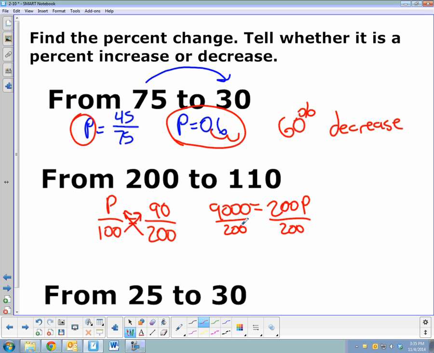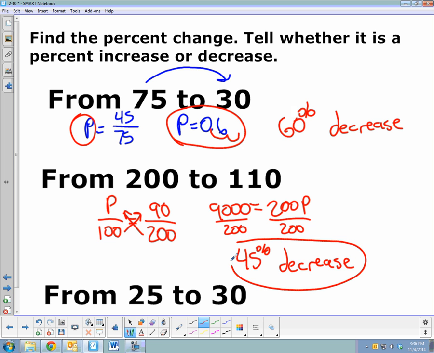And again, if you did it with an equation, don't change anything because you certainly could have done it correctly. There's more than one way to do these problems. You're going to have a 45%. I went from 200 down to 110. That is also a decrease.